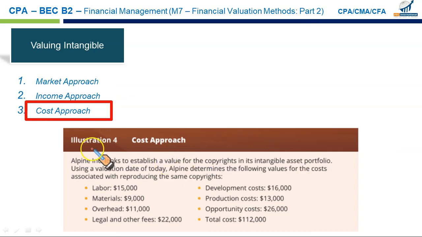Now this is the last one, the cost approach. Alpine Incorporated looks to establish a value for the copyrights in its intangible assets portfolio. Using a valuation date of today, Alpine determines the following values for costs, which we call the reproduction cost. Adding up all these costs will give you the value of the copyright. You need to spend this much on labor, material, overheads, legal fees, development costs, production costs, opportunity costs. Combining these all gives you a total of 112. This is the term exactly we discussed a little while ago, the reproduction cost. So this will give you the total value of this intangible.